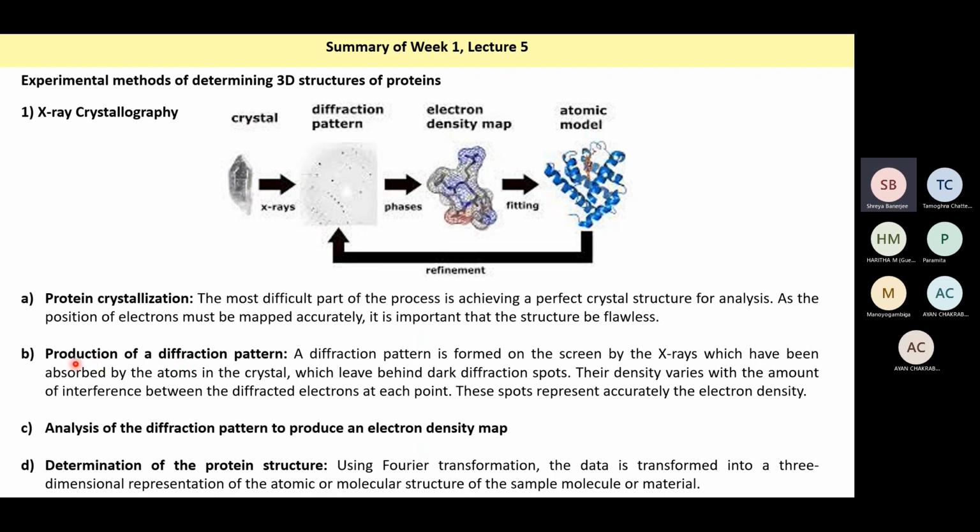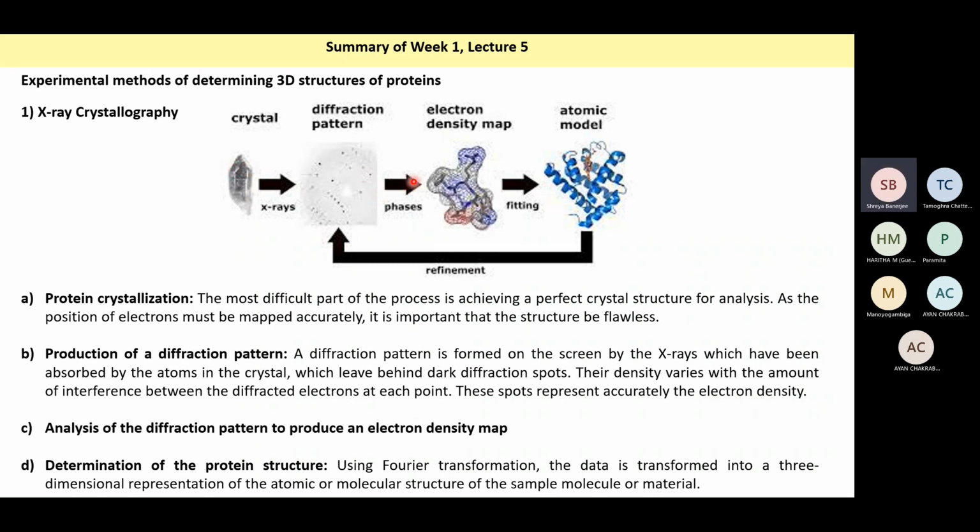The second step is production of a diffraction pattern. A diffraction pattern is formed on the screen by the X-rays, which have been diffracted by the atoms in the crystal, and this leaves behind dark diffraction spots. A diffraction pattern is shown here, and the density of these spots varies with the amount of interference between the diffracted waves at each point. So from the diffraction pattern, you can find the electron density in the crystal.